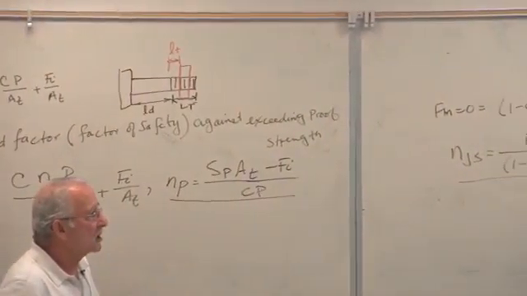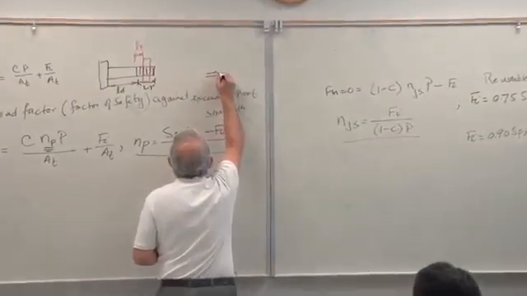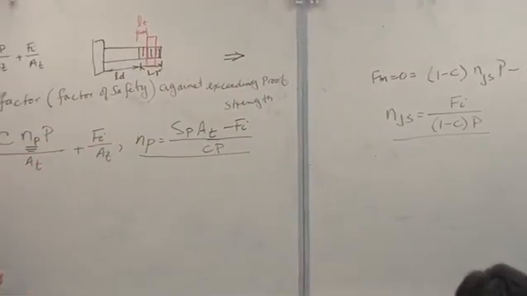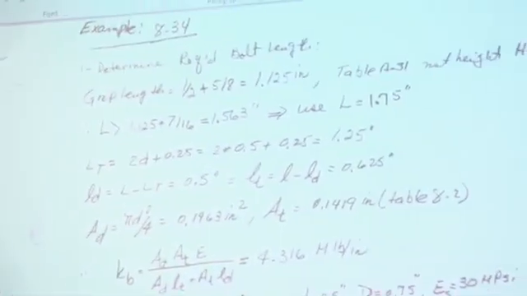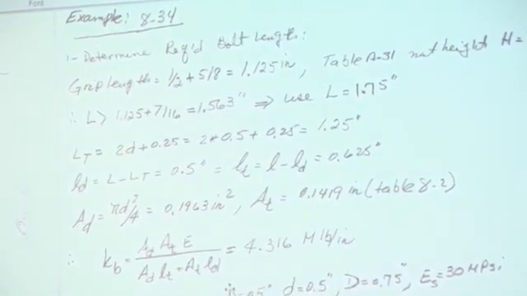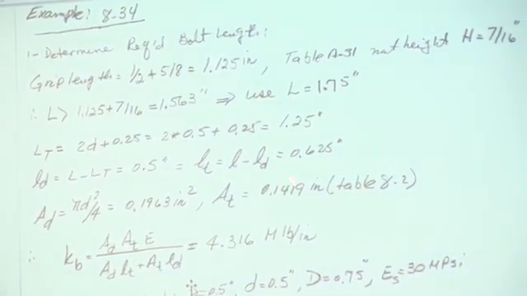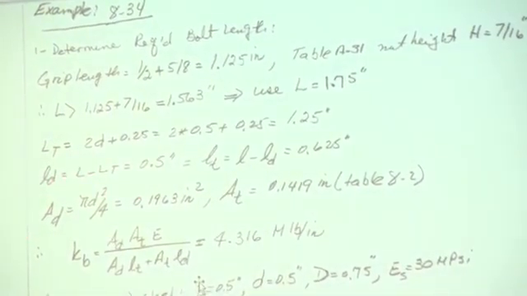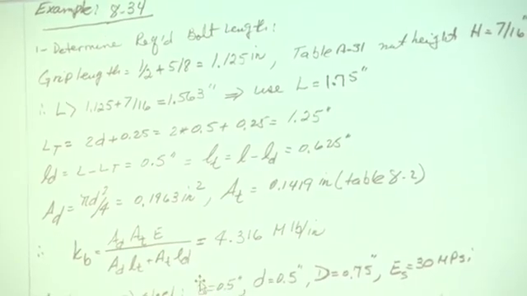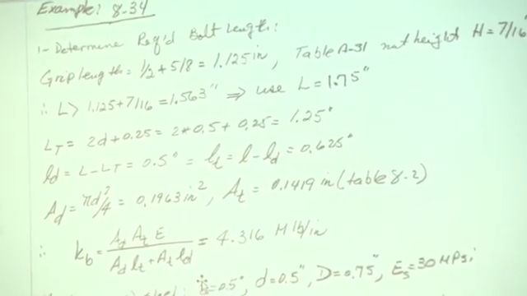And this equal sign here, please change it to an arrow sign. Obviously, LT and LD are not equal to one another. So please change this to an arrow going to the right. And little lt is equal to the grip length minus LD, 0.625 inches. AD is the nominal area of the bolt, pi d squared over 4. AT you find from the tables in the book.